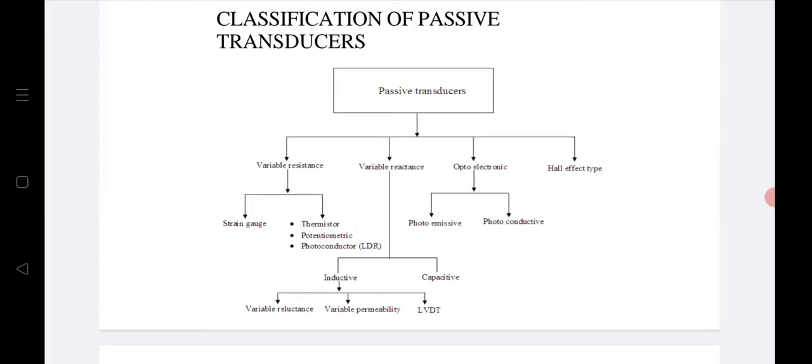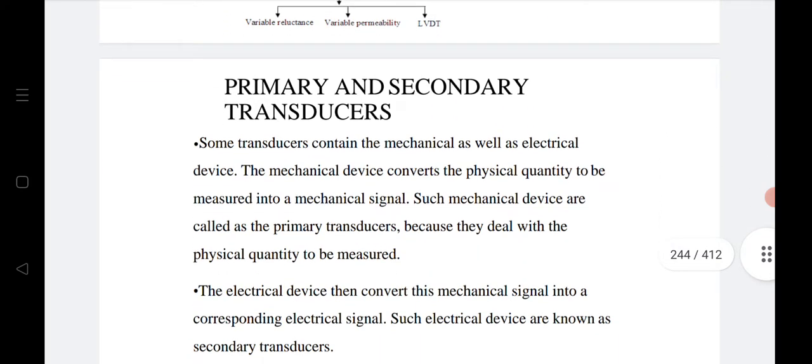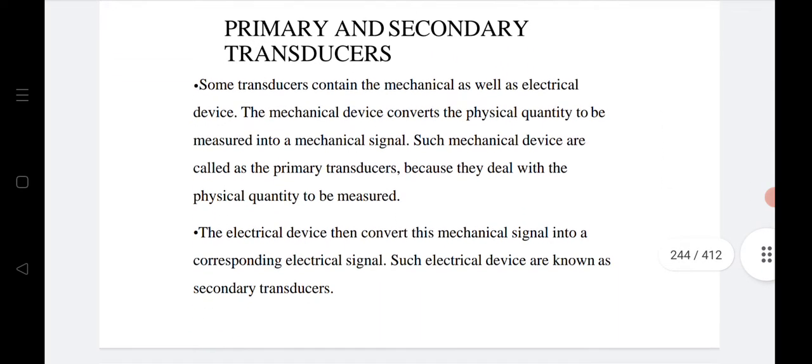Optoelectronics is based upon light. Based upon that, it is again classified into photoemissive and photoconductive. Hall effect type is also there as a passive transducer. This is your general classification of passive transducers. Next comes the next classification.